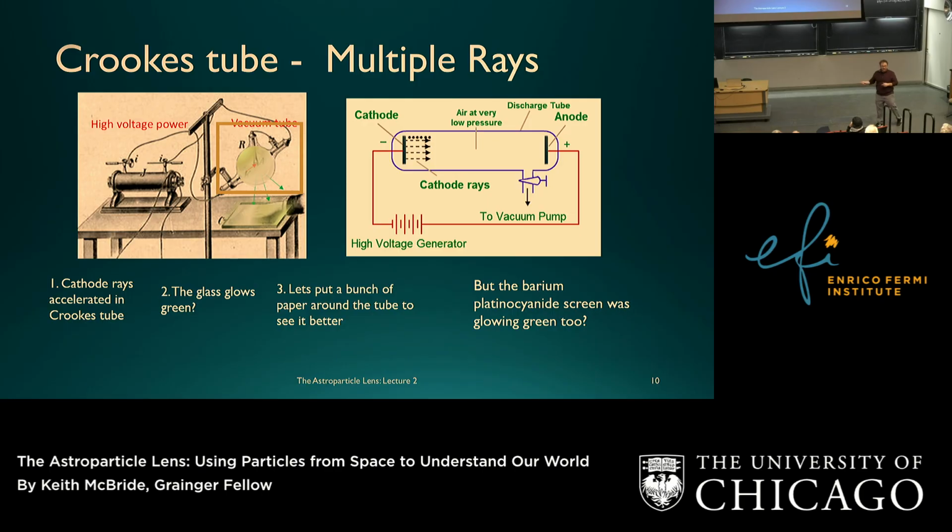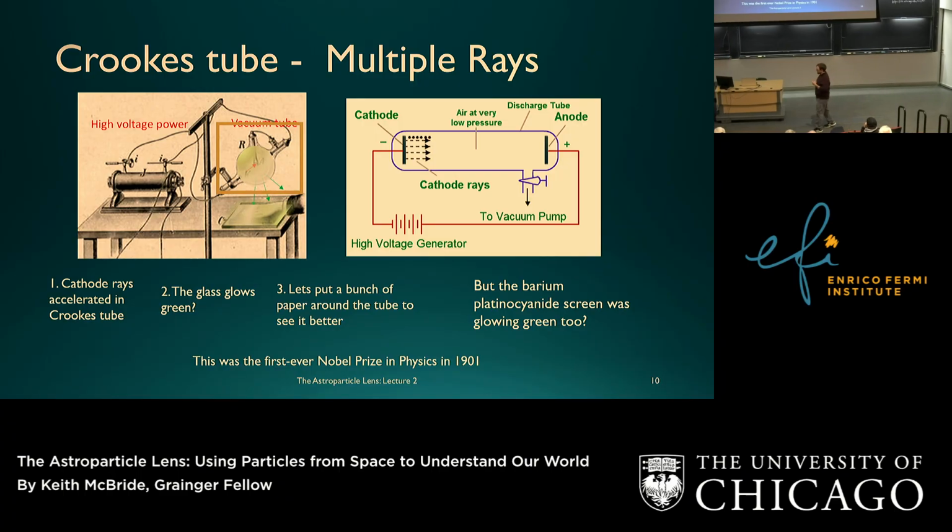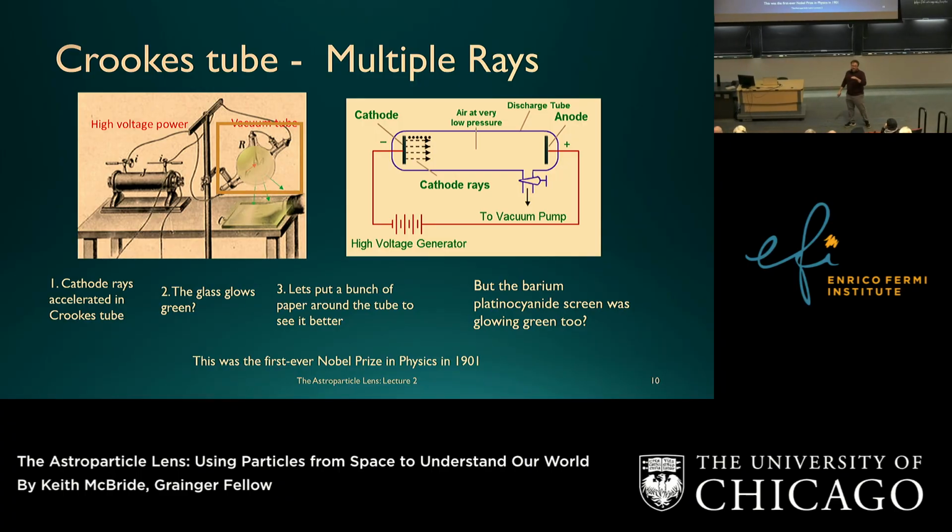And as soon as he turned off his Crookes tube, as soon as the cathode rays stopped going through the Crookes tube, with no more voltage, the green light stopped shining on the screen. And this was the discovery of these mysterious rays called X-rays, which resulted in the first ever Nobel Prize in 1901.